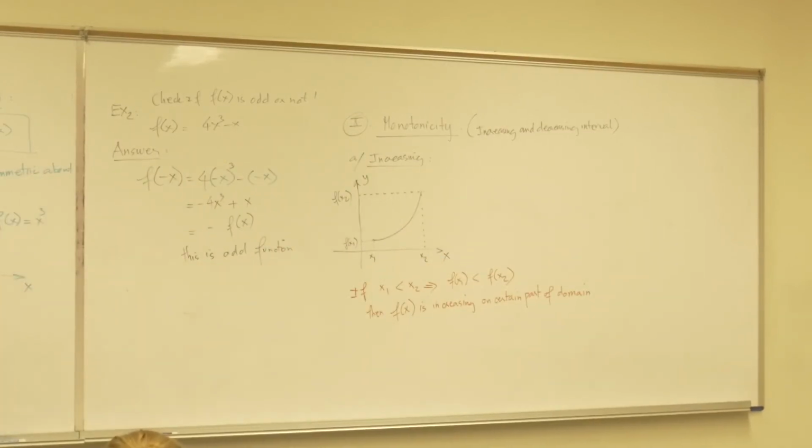The reason I say it's just on certain part of the domain is because sometimes as part of the domain is increasing, the other part is not increasing. The other part it might be decreasing. Okay, sometimes it's not increasing nor is it decreasing. Okay, I'm gonna give you an example and you're gonna work on that soon.